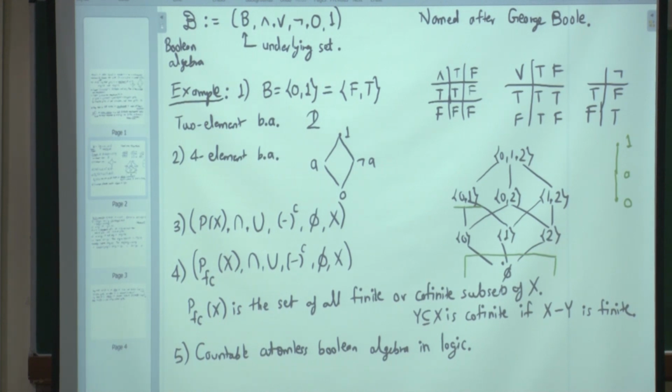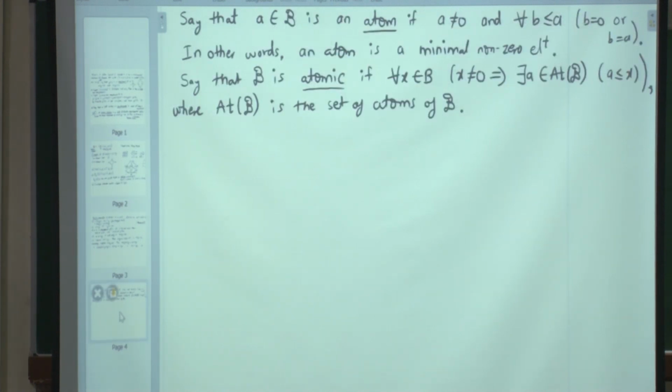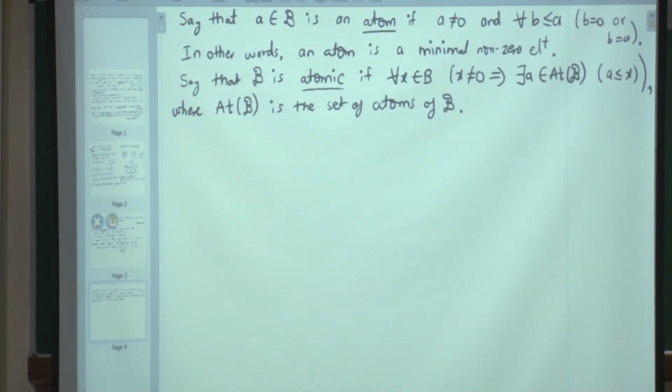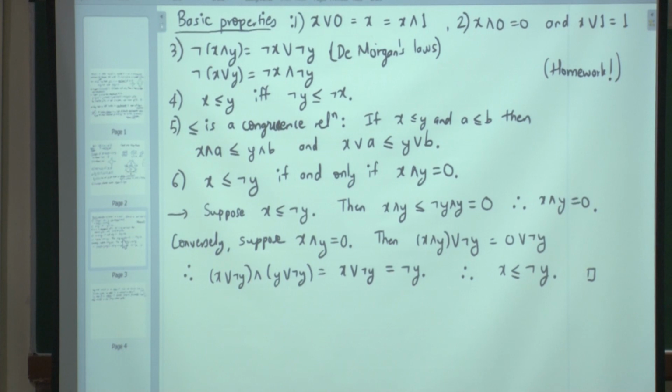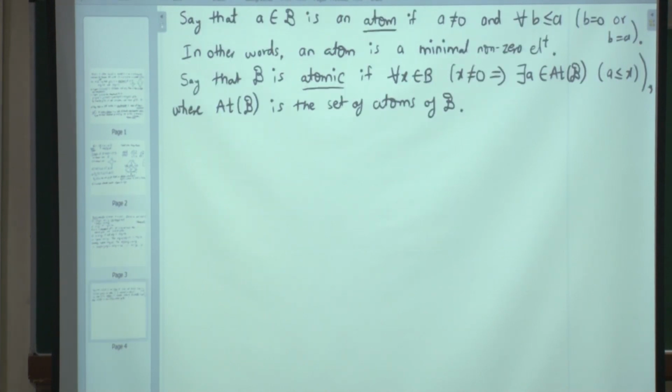Stone's representation theorem. Marshall Stone is the name of the mathematician who gave this proof first, that every finite Boolean algebra is isomorphic to a power set Boolean algebra. So that's our representation theorem, and we are working towards that. The first thing that we proved was this property 6 that will be used. Now we have given the definition of an atom, so the set of atoms of B will serve as our set X for constructing the power set.